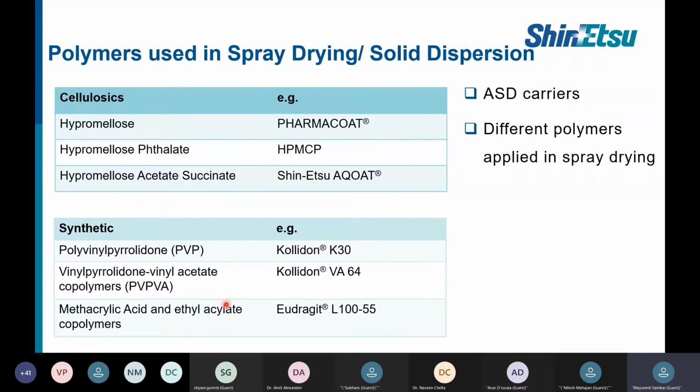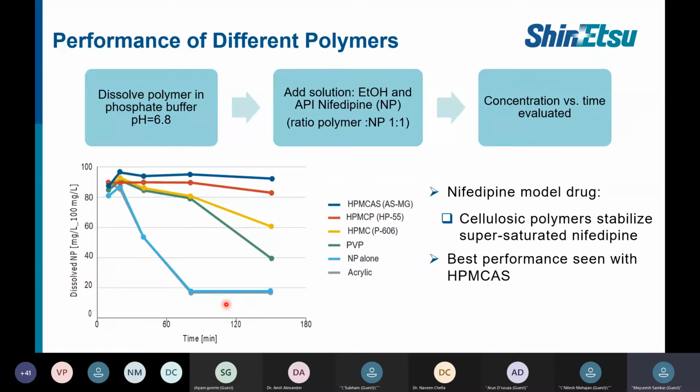So the next slide is on the performance of the different polymers. This study was conducted using nifedipine as the model drug. The polymer was first dissolved in phosphate buffer pH 6.8, and then this solution was added to the ethanolic API, that is nifedipine. The first factor which I was mentioning, the drug to polymer ratio, considered here was 1:1, and then concentration versus time was evaluated.